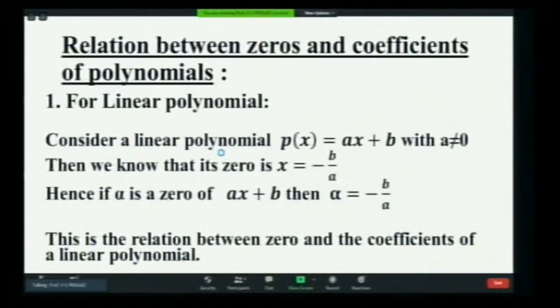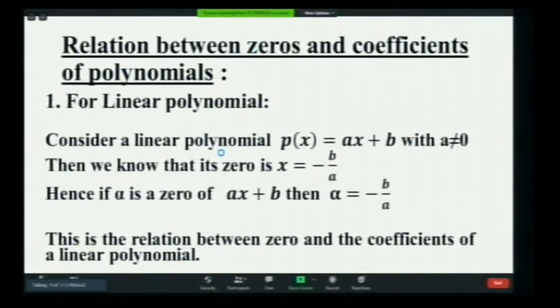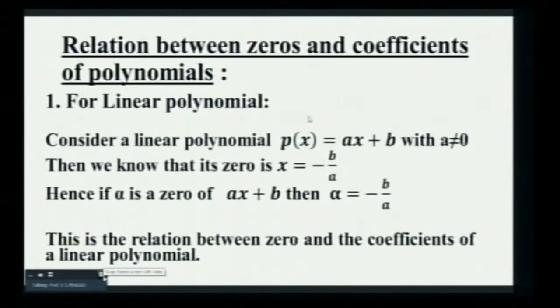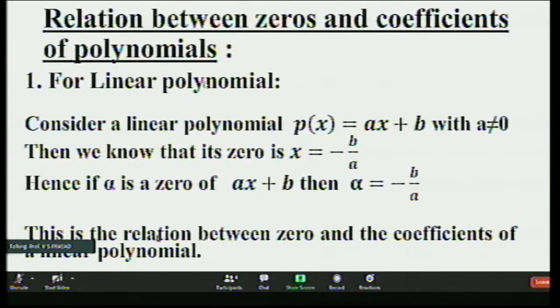First, let us see what is the relation between zeros and coefficients. You know already, coefficients of a polynomial means the corresponding constants of the different variables and their powers given in the polynomial expression. And the zero of a polynomial is the value at which the polynomial is equal to 0. These are the two things we have already seen. Now let us see what is the connection between the zeros and the coefficients of a given polynomial.